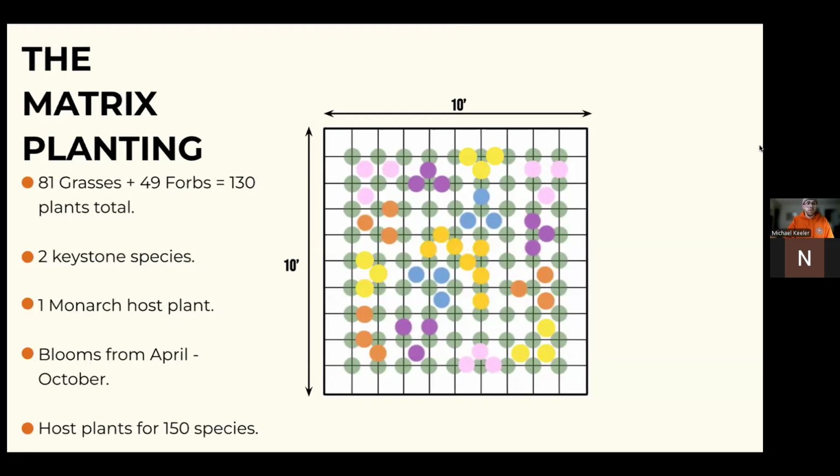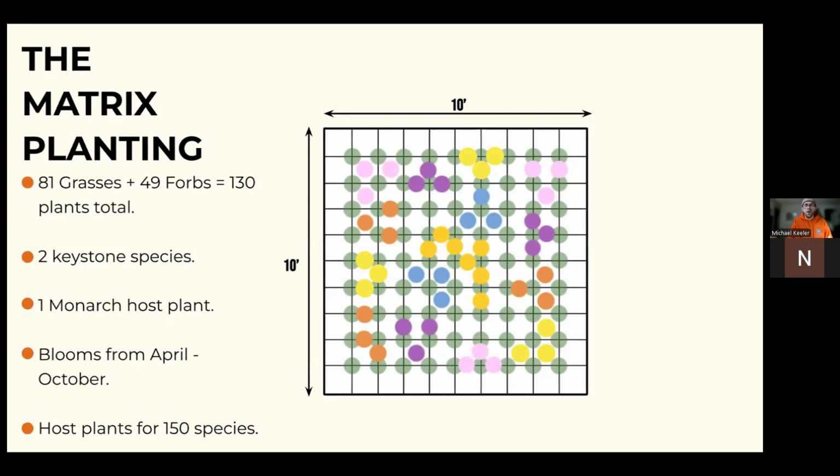So for this one, it's 81 grasses, sedge, and 49 forbs. So we get 130 plants. So that's where we get that 1.3 plants per square foot. And that does include the border on all sides. But in this small space, again, if we take the borders out, it's only 9 foot by 9 foot. And we're able to have 130 plants, two of which, the goldenrod and the aster, are keystone species.